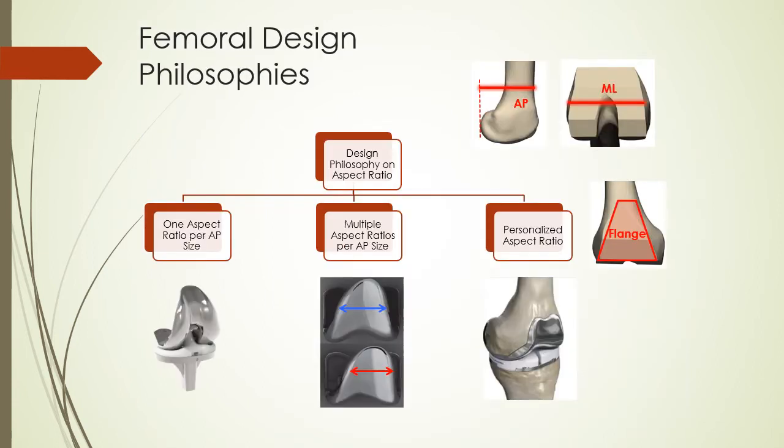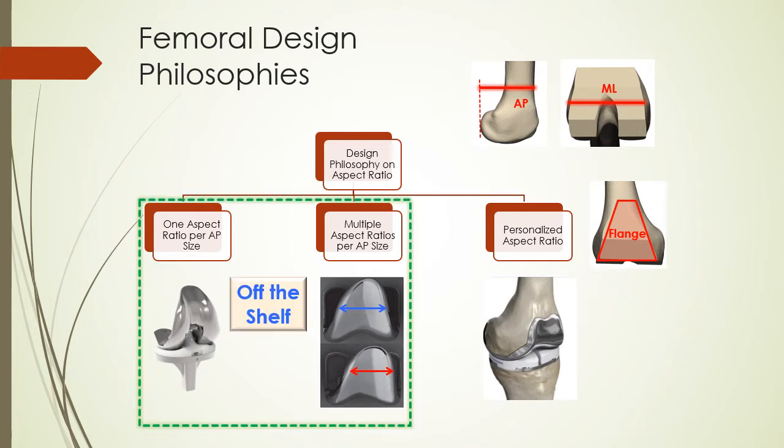In terms of femoral design philosophies, there are actually 3 in the market right now, with 2 of them captured in off-the-shelf designs. As we mentioned in the previous slide, AP and ML dimensions benchmark the size and shape of the distal femur related to femoral design. We always use one critical metric, the ratio between AP and ML dimensions, called aspect ratio. Then for the 2 off-the-shelf philosophies, the classic one, which has been the standard in earlier designs, is 1 aspect ratio per AP size.